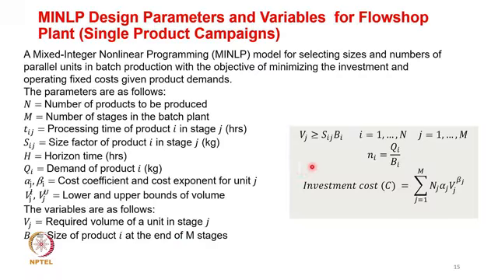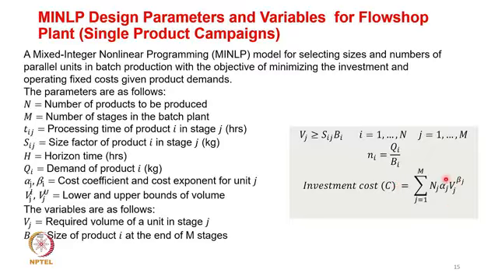So we can see what the conditions are. Vj, the required volume, should always be greater than or equal to, if it is tightly constrained, Sij times Bi, where Sij is the size factor of the product and Bi is the size of the product. So this has to be greater than the total volume that we need to deal with, and Ni would be equal to Qi by Bi, where Qi is the demand of the product and Bi is the size of the product, and total investment cost.